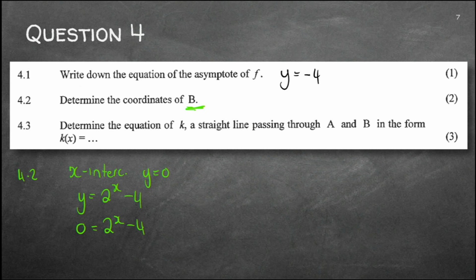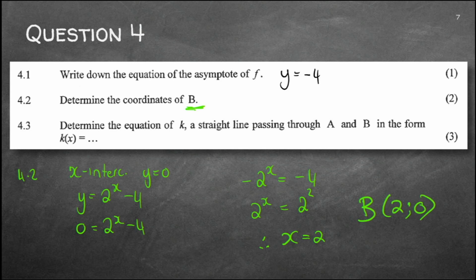Now I just need to solve. So I will have 2 to the power of x is equal to 4. 2 to the x is equal to 2 to the power of 2. Therefore, x is equal to 2. So the coordinate of B is 2 and 0.